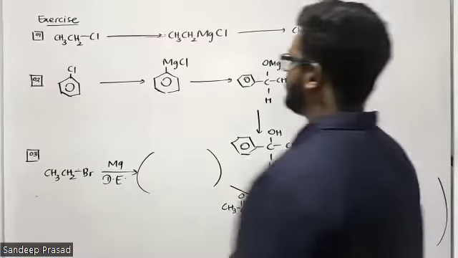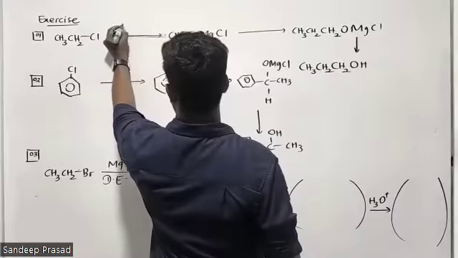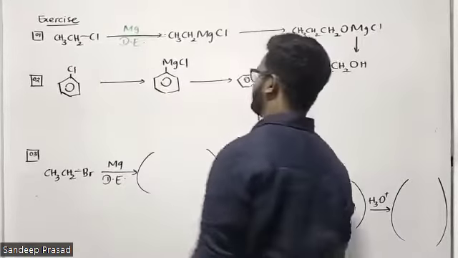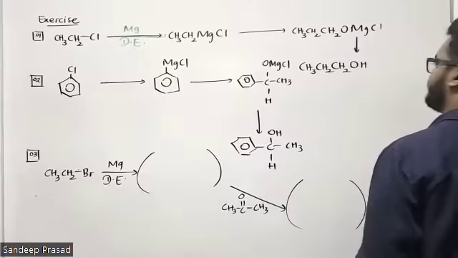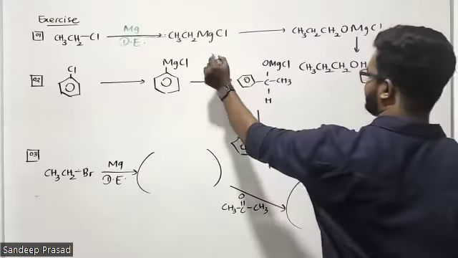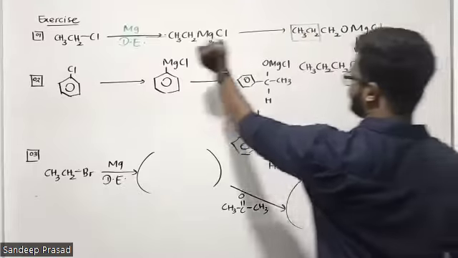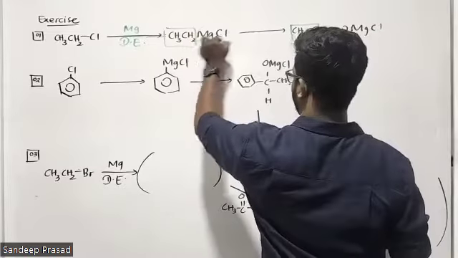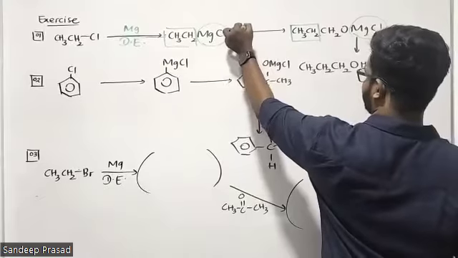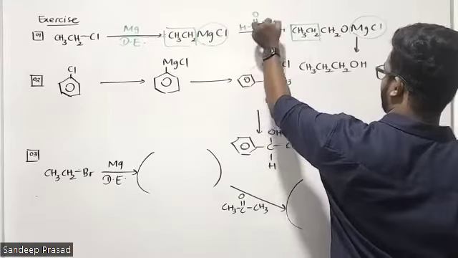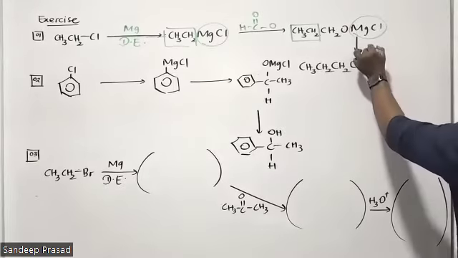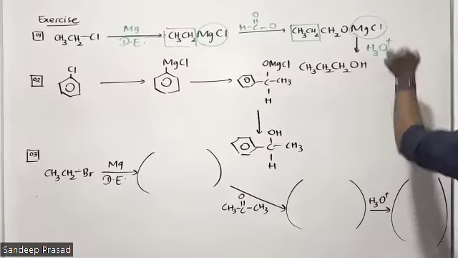Number one, what is the reagent we have to add? Magnesium, dry ether. And here we are adding an aldehyde. What is it? CH3CH2 came from the Grignard reagent. MgCl also came from the Grignard reagent. Then the aldehyde we are adding is H, C double bond O. And here we can add H3O plus.